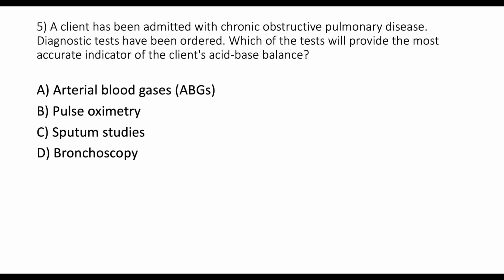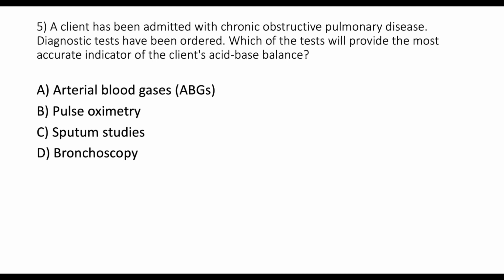5. A client has been admitted with chronic obstructive pulmonary disease. Diagnostic tests have been ordered. Which of the tests will provide the most accurate indicator of the client's acid-base balance? A. Arterial blood gases, ABGs. B. Pulse oximetry. C. Sputum studies. D. Bronchoscopy.